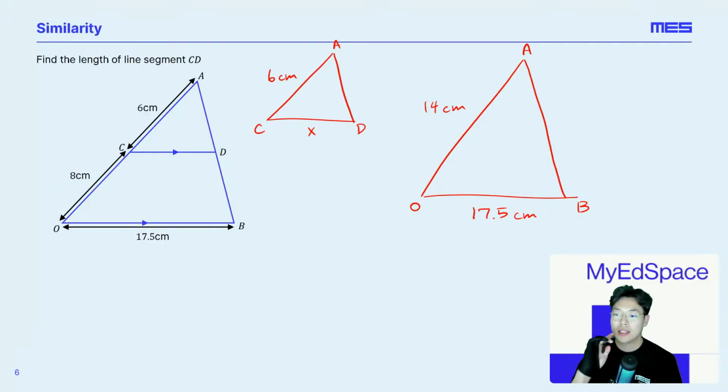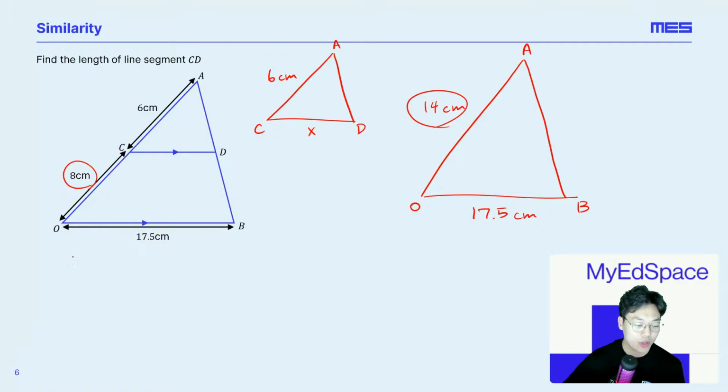Now, the proportion that we can solve for is now very simple. But what was the most challenging part of this problem? If you did not rewrite or redraw these triangles, then you would have never known this is 14 centimeters. The most common mistake students make with these types of problems is that in the proportion, they will use 8 centimeters instead of using the entire segment AO. Okay, so keep that in mind.